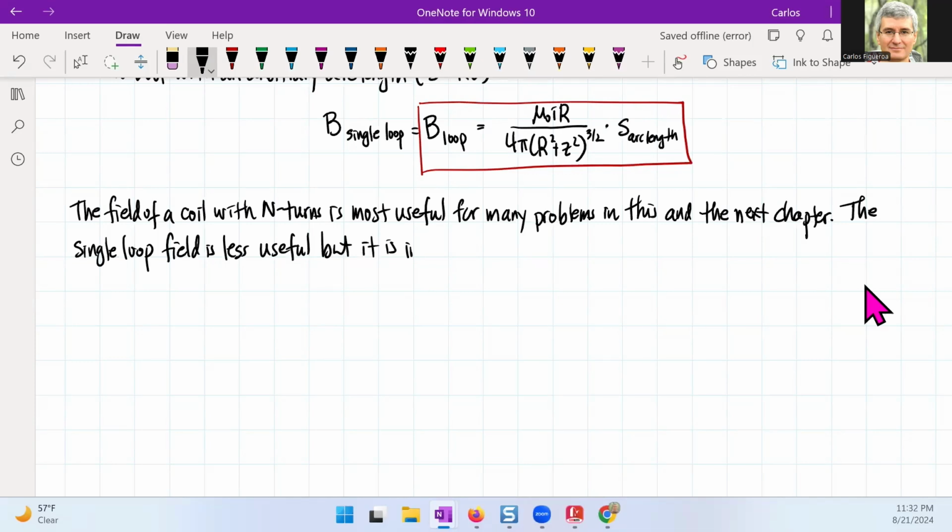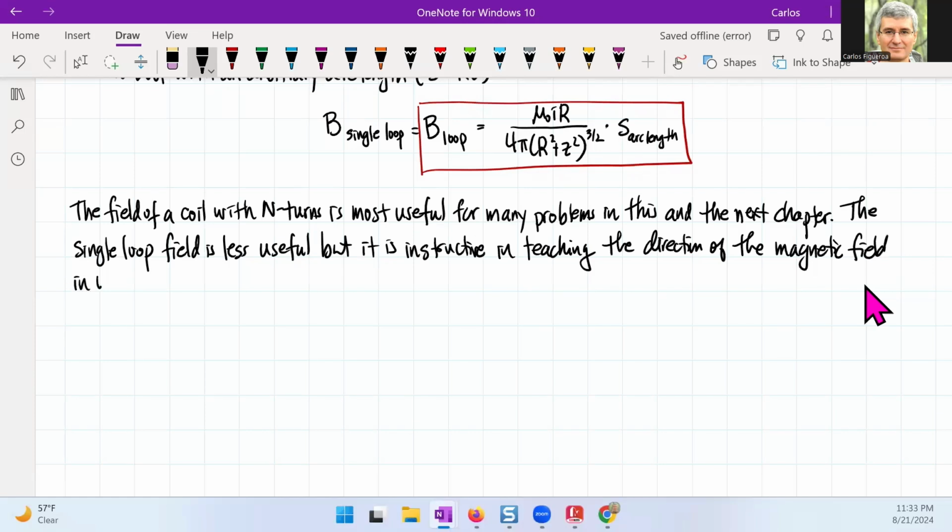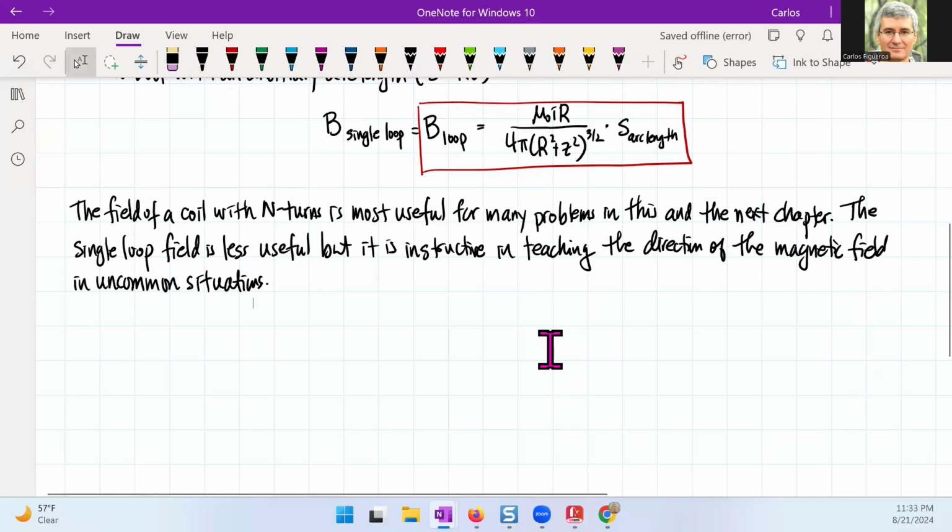But it is instructive in teaching the direction of the magnetic field in uncommon situations. Now, I want to be careful because it may come back and bite me by saying that, but that's what I remember.